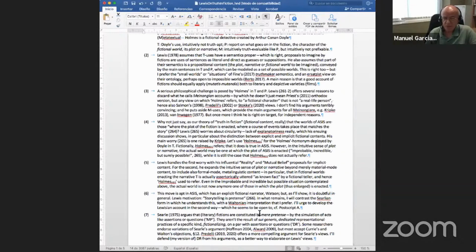Lewis, at the beginning of the paper, decides for several reasons to discard what he calls Meinongian accounts. By which he doesn't just mean, as Graham Priest was just saying, strictly Meinongian views, but any view in which Holmes refers to a fictional character, which is not a real-life person. Any view in which Holmes, in fact, refers, and it refers to some more or less exotic entity. So, for instance, Meinongians, in this extended sense that Lewis uses, also include Salmon's or Predelli's or Stock's views, or Kripke's or Van Inwagen's for paratextual discourse. As I said, they think that textual discourse doesn't have a semantics.